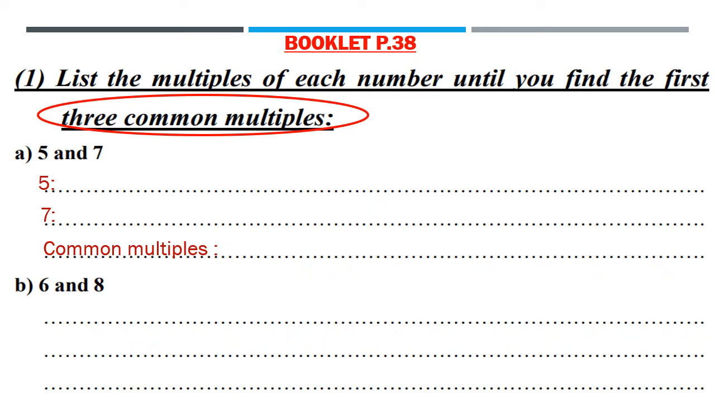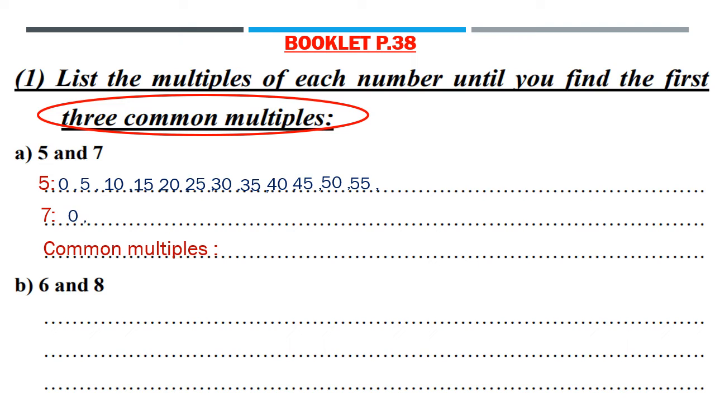Let's see, 5, I will start from 0. If I skip count by 5, I will get 5. After that, 10, 15, 20, 25, 30. As you know, I will skip count by 5: 35, 40, 45, 50, 55. That's enough.